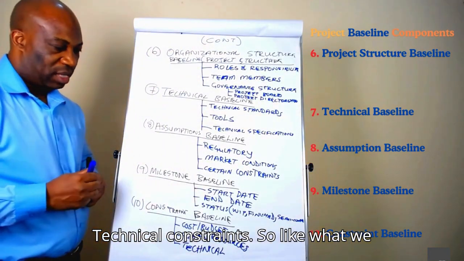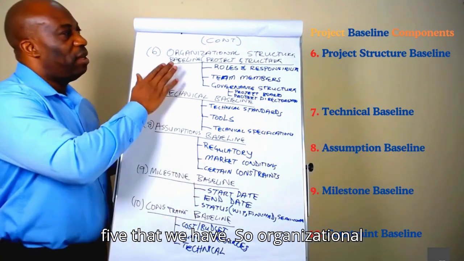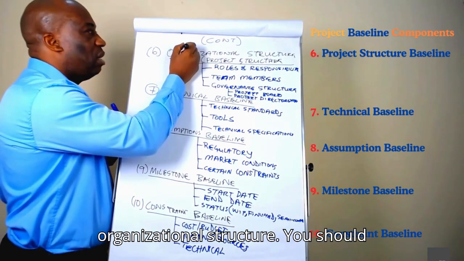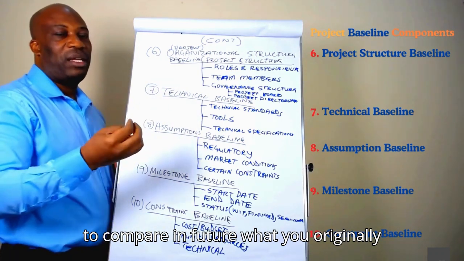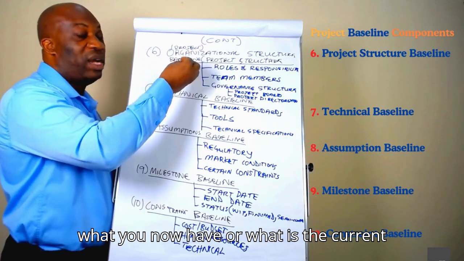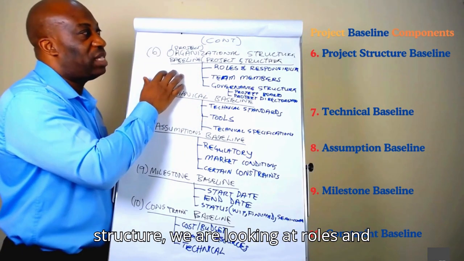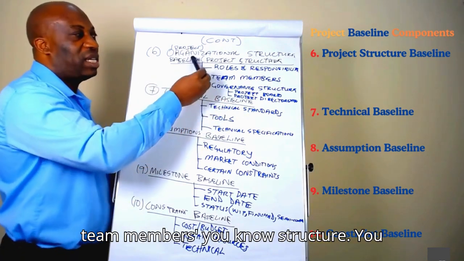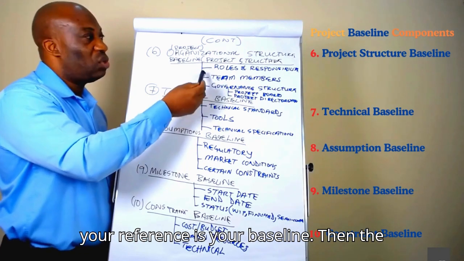Technical constraints. So like what we did with the previous 5, let us summarize or recap on the last 5 that we have. So organizational structure must be baselined for the project. So let me put it, project organizational structure. You should always baseline this so that you're able to compare in future what you originally planned in the project against what is the current organizational structure of the project at the moment. So on the organizational structure, you are looking at roles and responsibilities. We are also looking at team members. In your structure, you want to be able to compare the original team members or team roles you used to have. So your reference is your baseline.